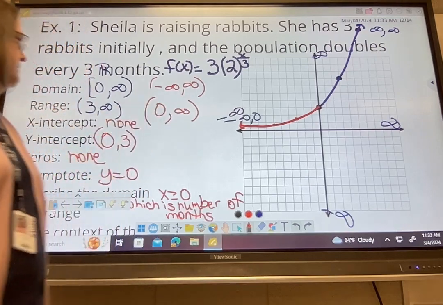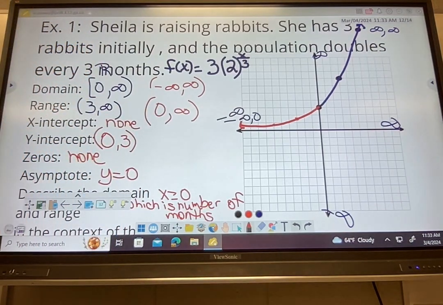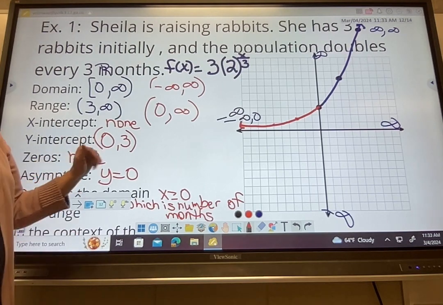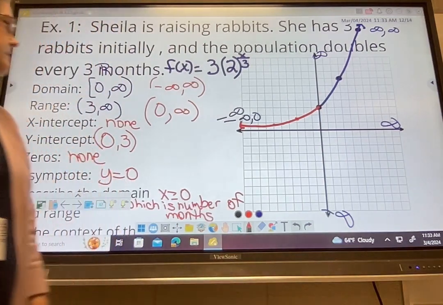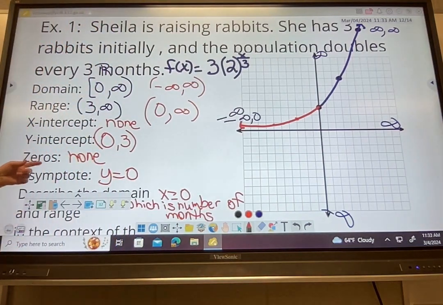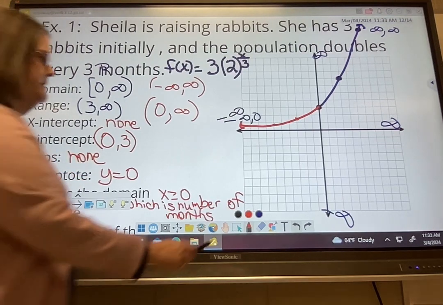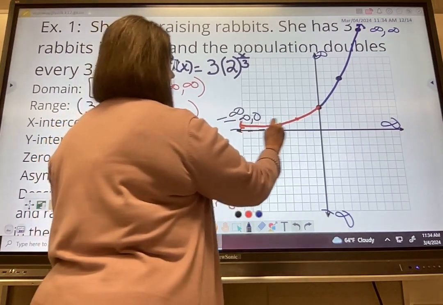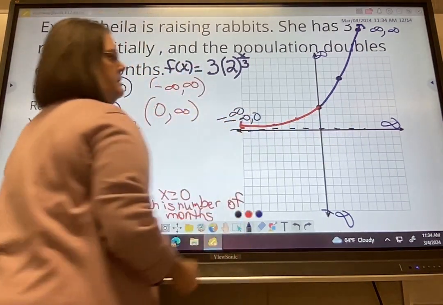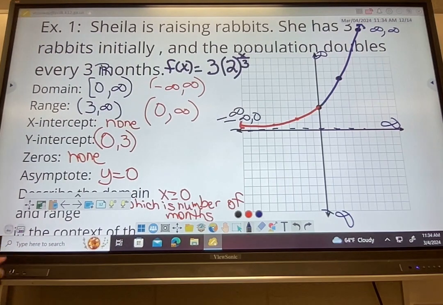So that's the theory. There are no x-intercepts because this graph is not crossing the x-axis anywhere. The y-intercept is at point (0, 3). It's usually your starting point. The zeros, there are none. If it's not crossing the x-axis, then there are no zeros. The asymptote is that horizontal line that the graph never crosses. So y equals 0. It gets closer and closer to that, but it isn't crossing over.